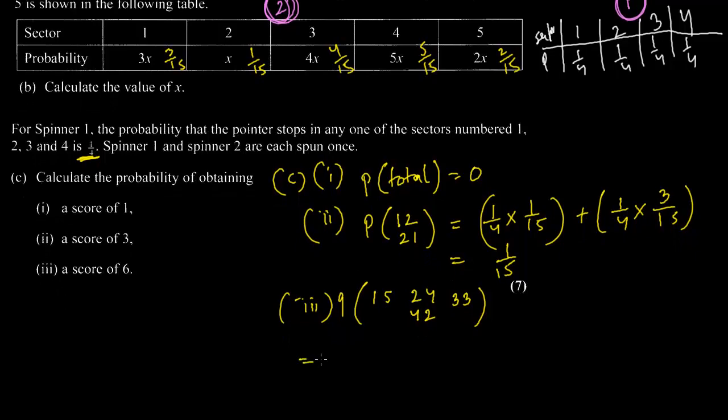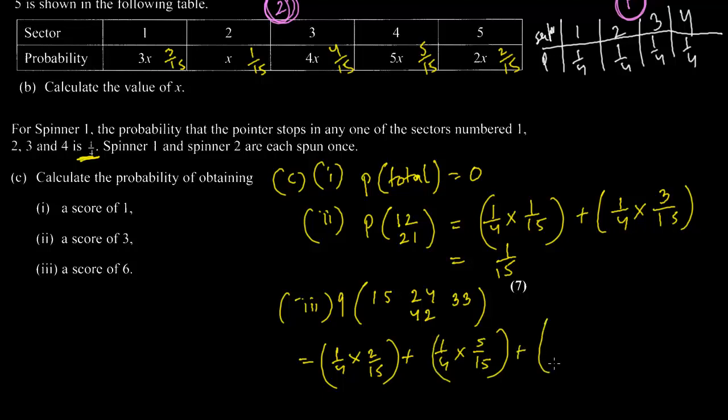The calculation would be 1 in the first spinner, that is 1 by 4, because the probability of every number in spinner 1 is 1 by 4. The second one is 5, and 5 means 2 by 15. So this would be 2 by 15, or 2, 4. So 2 again is 1 by 4, and 4 is 5 by 15.